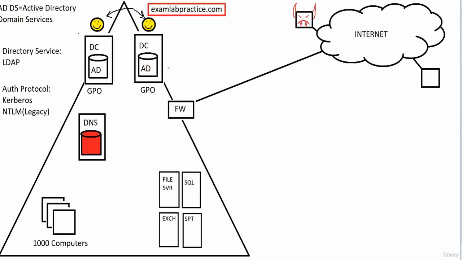And we don't want this hacker spying on my user. We don't want this hacker getting access to resources inside. So how do we get around that? Well, usually the way we would do that is you would use a VPN, a virtual private network.